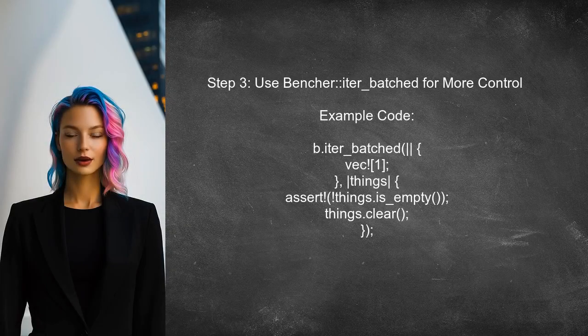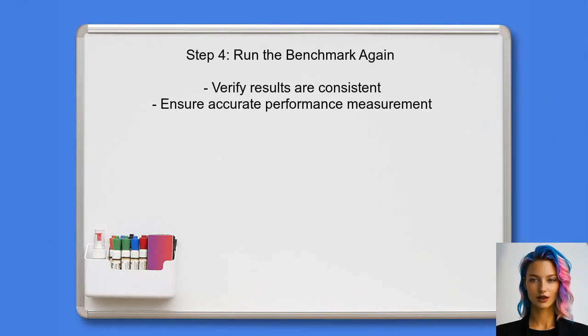Additionally, the user should consider using a different approach to measure performance, such as using the bencher iter batched method. This allows for more control over the setup and teardown of the data. Finally, the user should run the benchmark again to verify that the results are consistent and accurate. This will help ensure that the benchmarking reflects the true performance of the code.